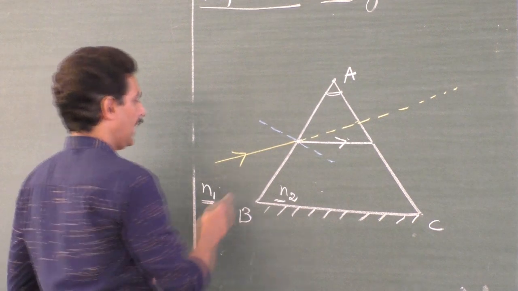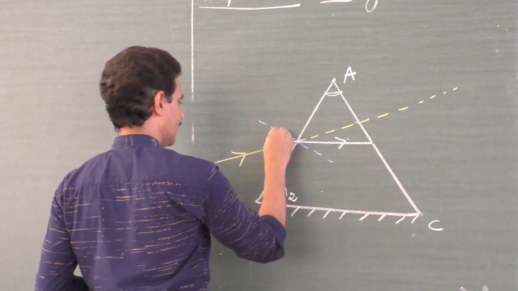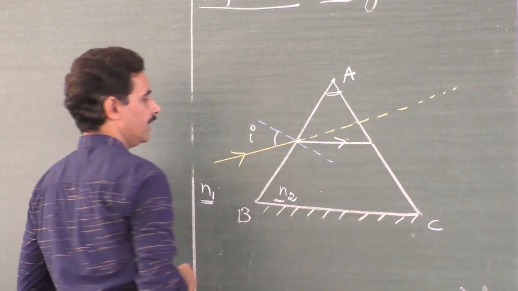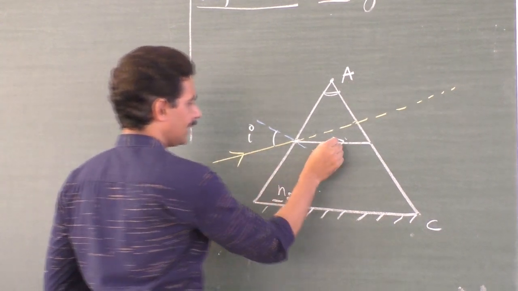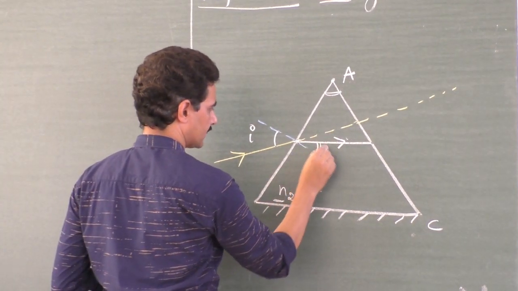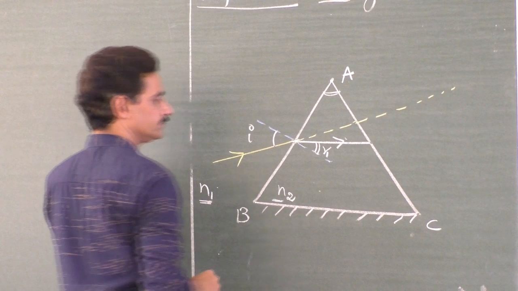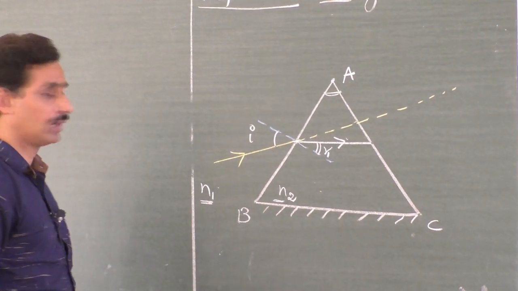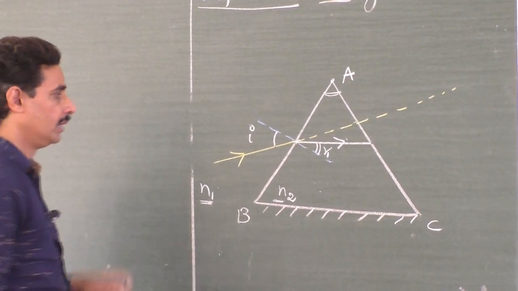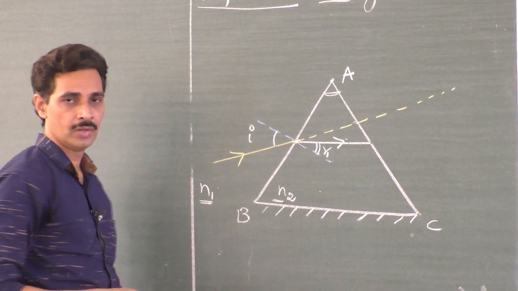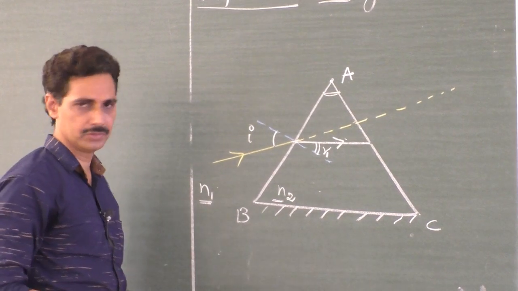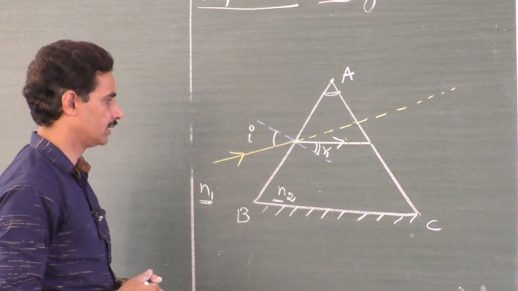Only definition. Angle between incident ray and normal, this is I. Angle between refracted ray and normal, angle of refraction, is r1. Okay? Because we are going to have one more angle of refraction. Okay. Finished? Hope you are following. I give enough time to draw the diagram.